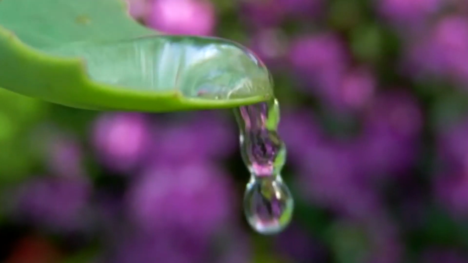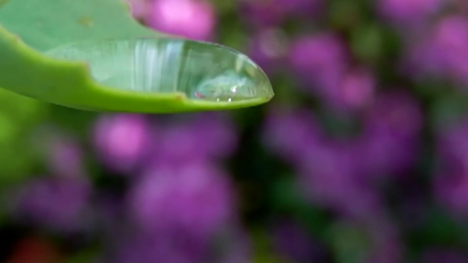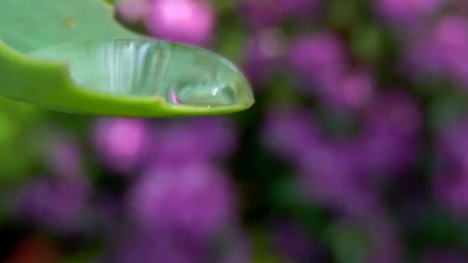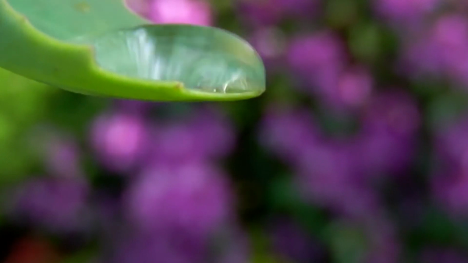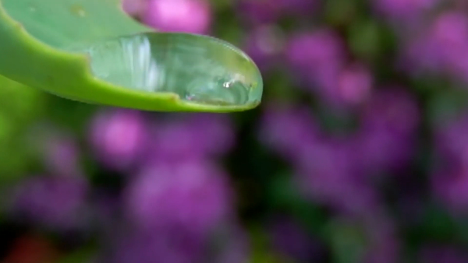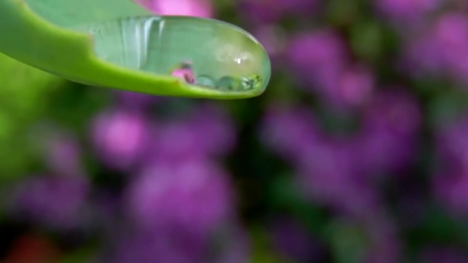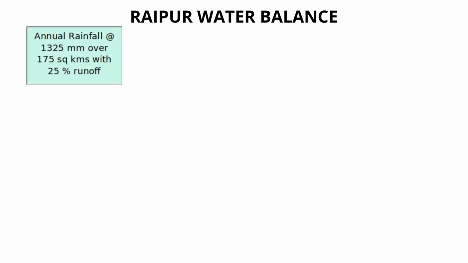Planning of decentralized urban water management requires the estimation of the water balance right from the household to the city level so as to determine whether it is feasible. The water balance has been estimated for the city of Raipur based on its annual rainfall, planning area and water demand for household and industrial use.